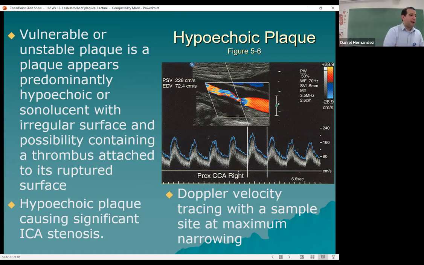A lot of vulnerable plaques that are unstable also appear predominantly hypoechoic or sonolucent. They'll have irregular surfaces. Plaques that appear very undulated or don't have nice smooth walls to them are considered vulnerable. Some of those plaques can create nice surfaces for thrombus formation.